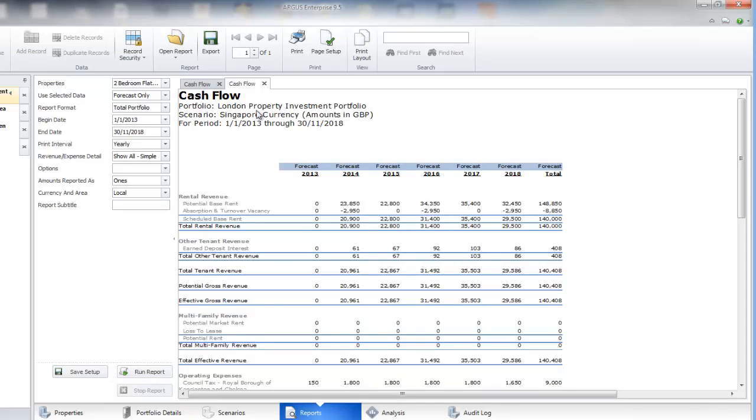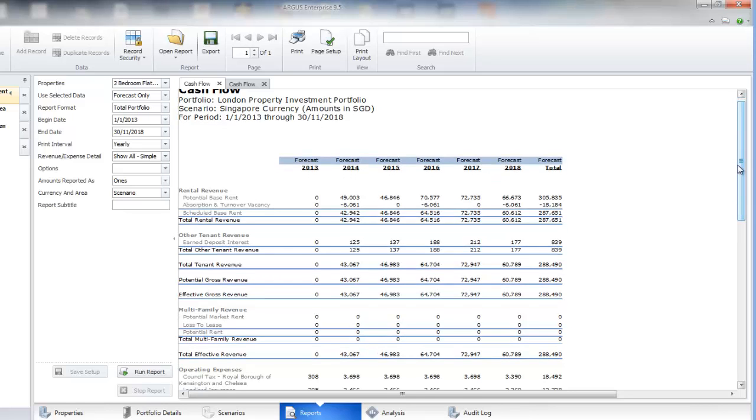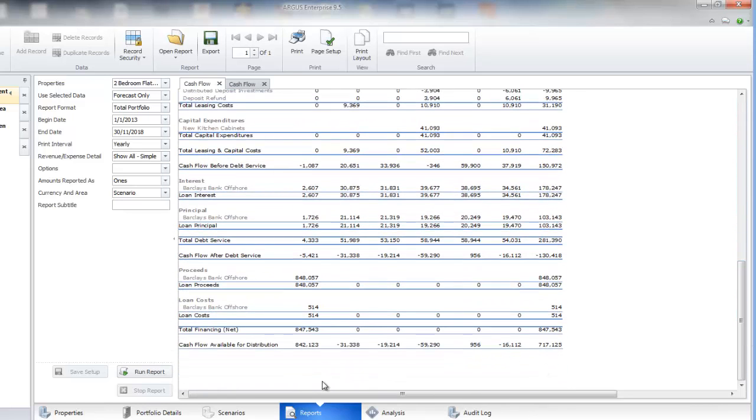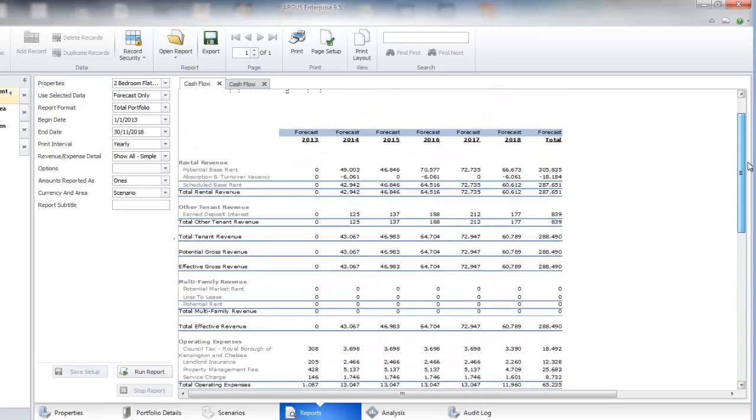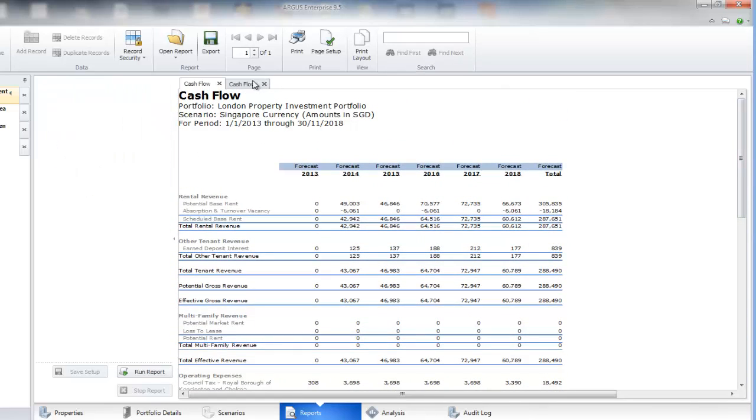So effectively my London property investment portfolio that I've just modeled, a 2-bedroom flat which is in sterling pounds, I could look at the same cash flow equivalent in Singapore dollars. So it gives me a bit more clarity in terms of, in local currency terms, how much I have to fork out for my foreign investment.